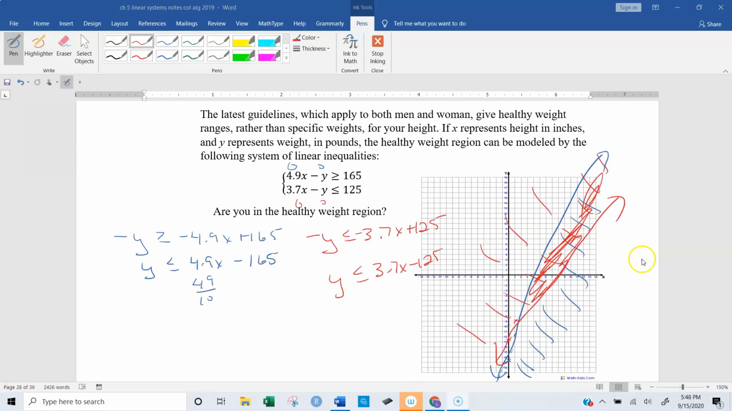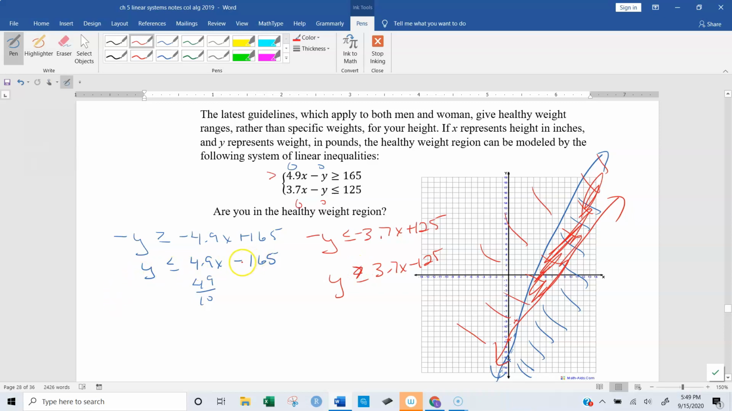Okay, pause and try. Okay, you really need a straight edge to do this one, and I did not have one, so hopefully you did way better than me. So I took the blue one first, I solved for Y here. So we subtracted the 4.9, we divided by our negative, remembering to flip our sign. I forgot to do it over here.